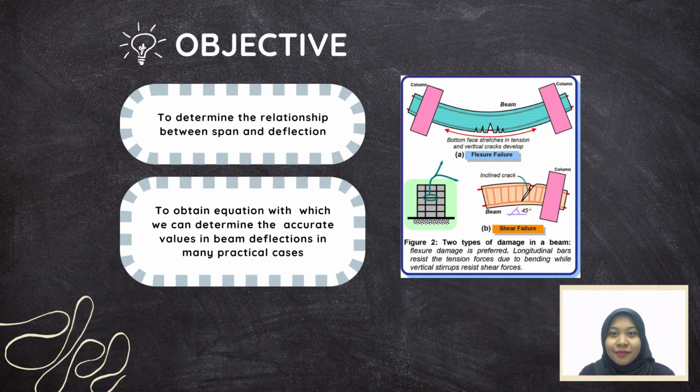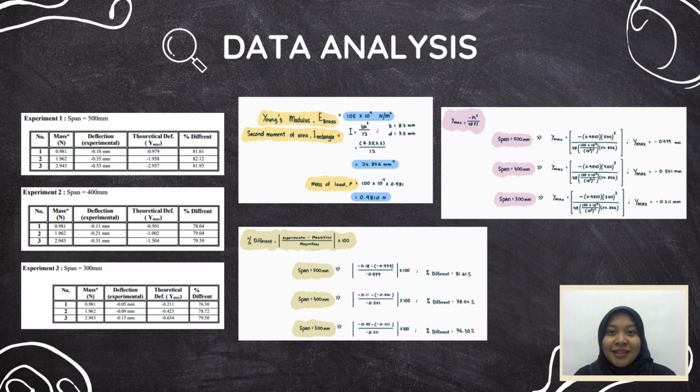The first objective is to determine the relationship between span and deflection, and the second is to obtain an equation with which we can determine the accurate value of beam deflection in many practical cases. So here are some results and calculations of how to get Young's modulus, second moment of area, Y max, and percentage difference of each experiment with different lengths of span.